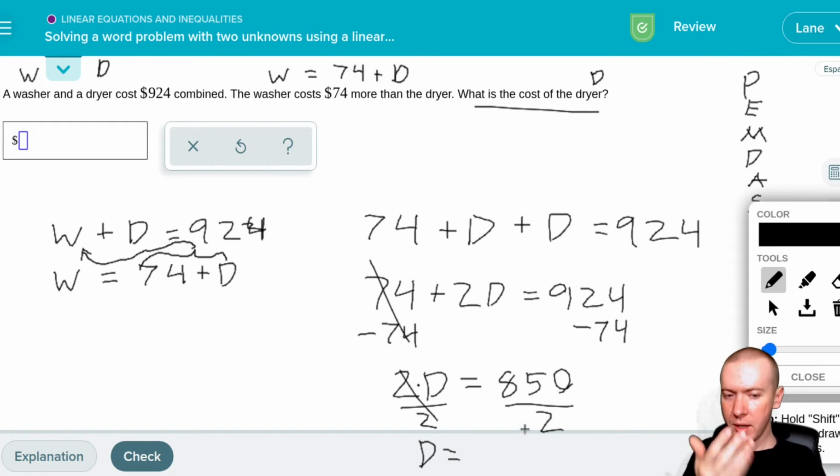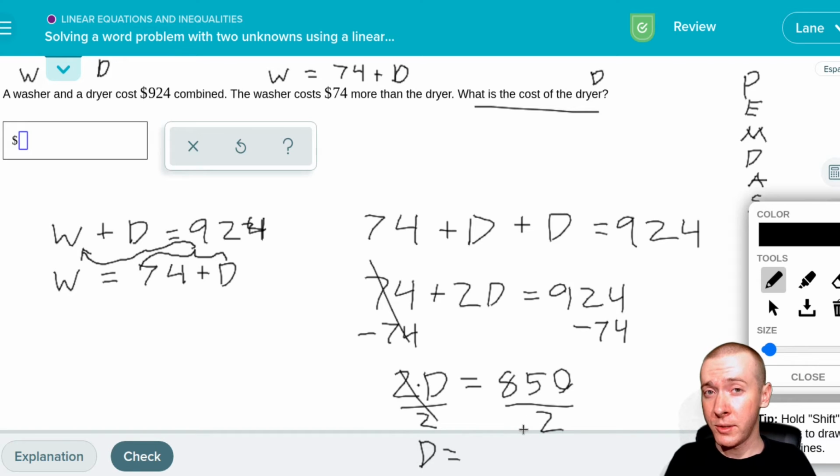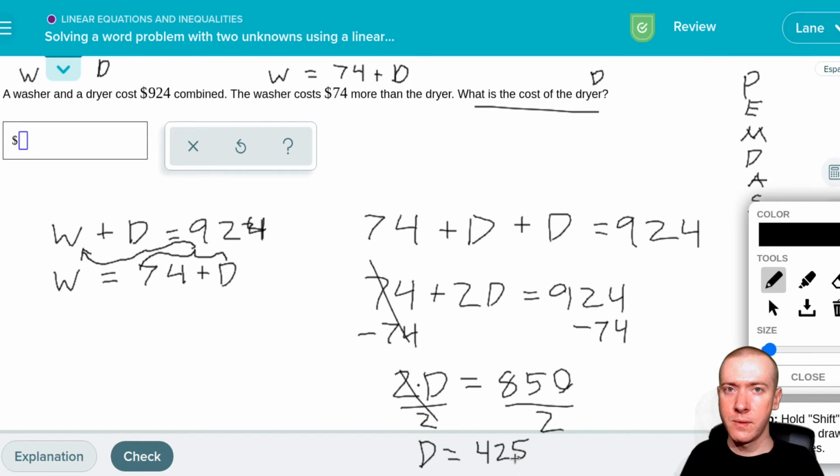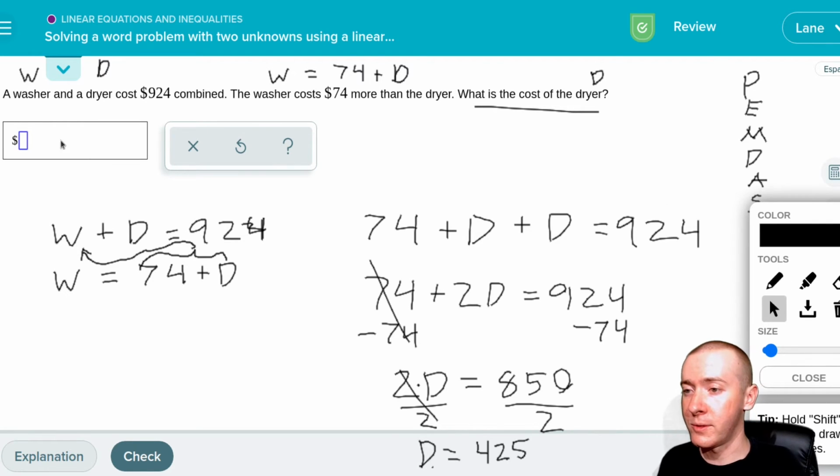On the right-hand side, 850 divided by 2. We could use the calculator for that. I think I could do it in my head. I'm pretty sure that's 425. So the dryer costs $425, and that's what they asked us to find. So that's our answer.